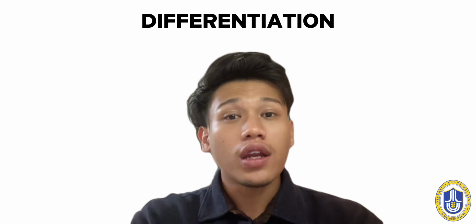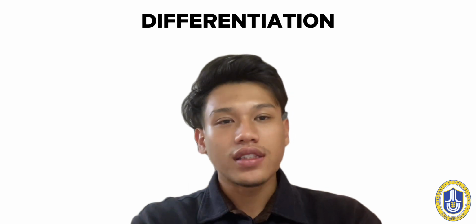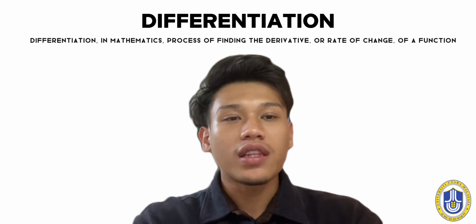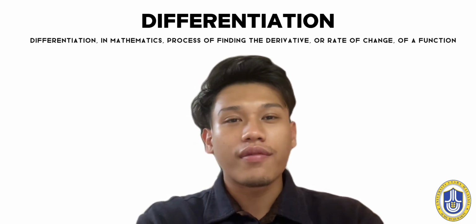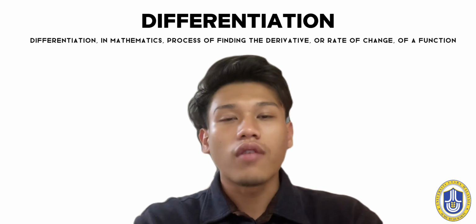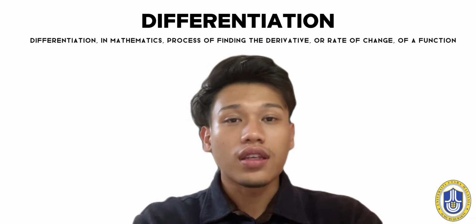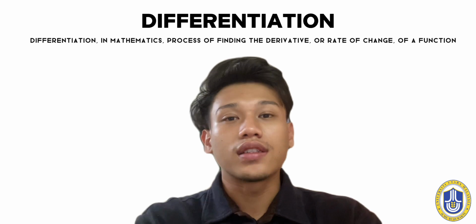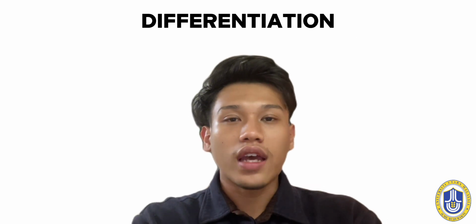First of all, what is differentiation? Differentiation in mathematics is a process of finding the derivative or rate of change of a function. So that is the definition of differentiation. Now we will go to the example question.